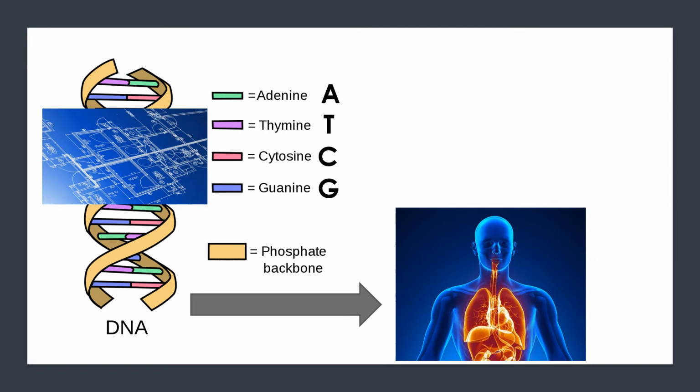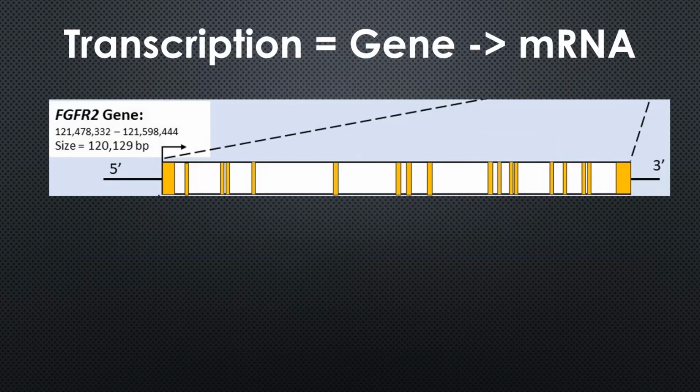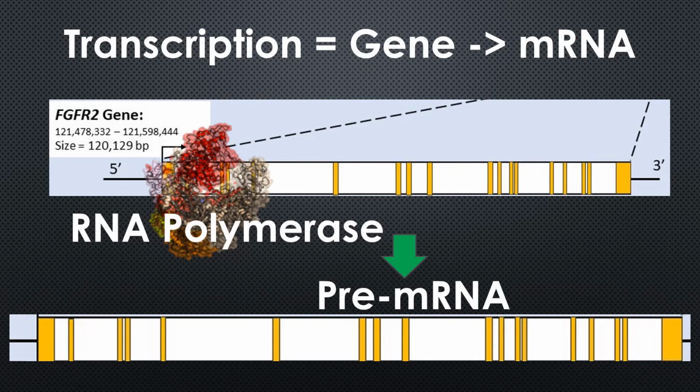The FGFR2 gene is 120,129 base pairs long. When FGFR2 protein is to be made, a messenger RNA or mRNA molecule must be synthesized by reading the FGFR2 gene in the DNA. This process, called transcription, is undertaken by a molecule called RNA polymerase. Many of the regions of this resultant transcript, called pre-mRNA, are not included in the final mRNA.